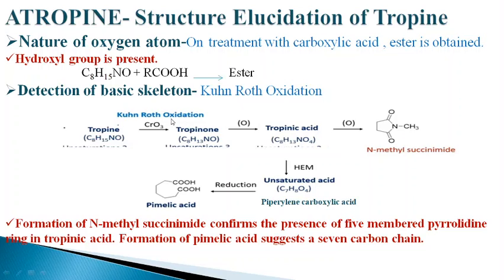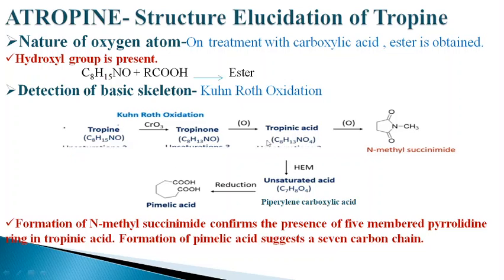N-methylsuccinimide. This is the final product of Kuhn-Roth oxidation. The inference drawn from the formation of N-methylsuccinimide is the presence of a 5-membered pyrrolidine ring in tropinic acid. 5-membered: 1, 2, 3, 4, 5. This 5-membered pyrrolidine ring is present, and also a methyl group is present on the nitrogen atom. These two inferences are drawn from this oxidative product.